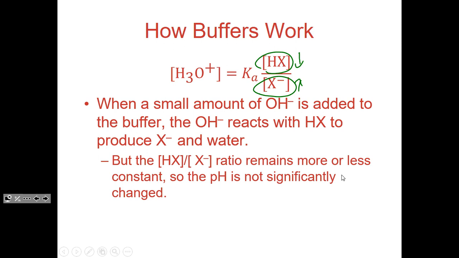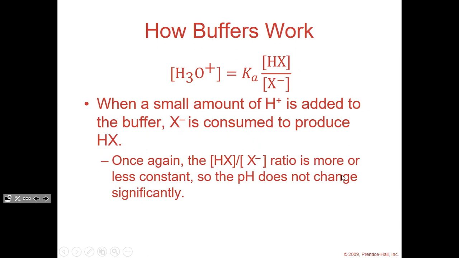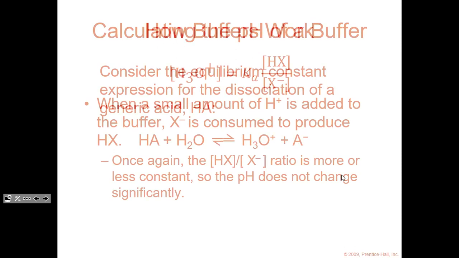Now the problem is if you change that ratio too much, like more than a factor of 10 different, then it's no longer going to buffer the system and we stop protecting pH. So there's a limit to how much we can actually change that ratio. And remember, if we add H plus, it's just going to be the opposite. We're going to reduce our X minus a little bit, making HX, so that's going to go down a little, what's on top goes up a little, but the ratio still doesn't change a lot, and therefore our H3O plus hasn't changed a lot.